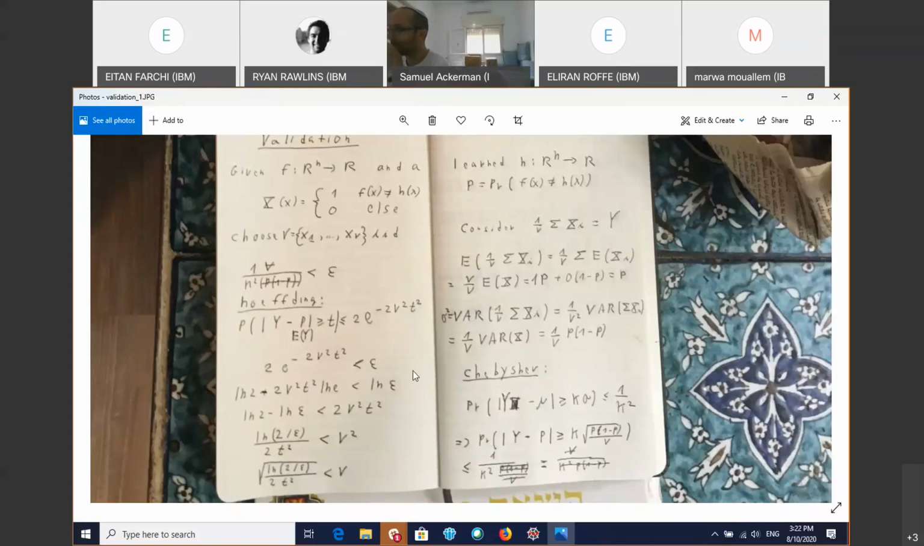So this is how you validate, or approximate, the behavior of a machine learning model in the field. Any questions or comments on this?